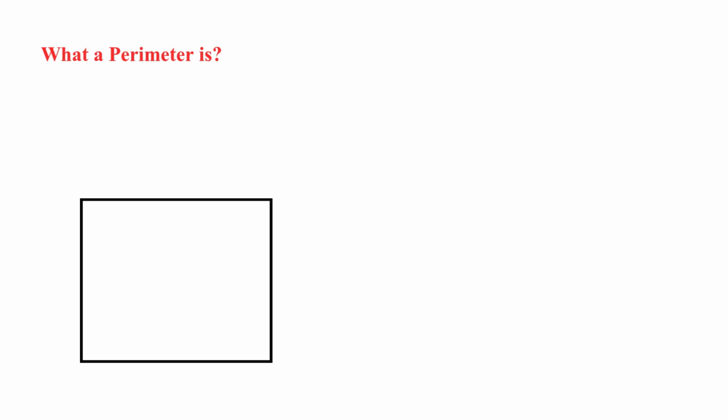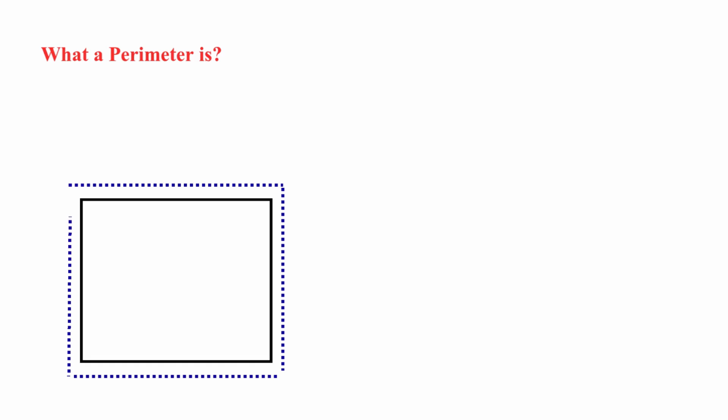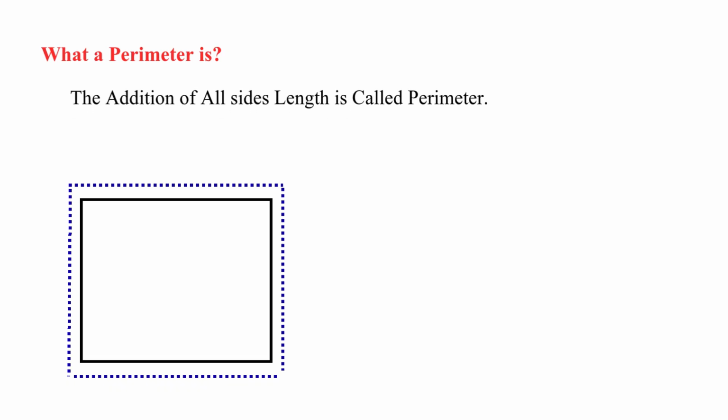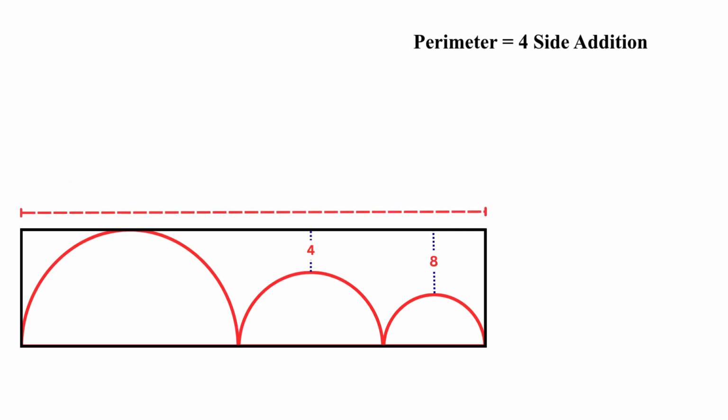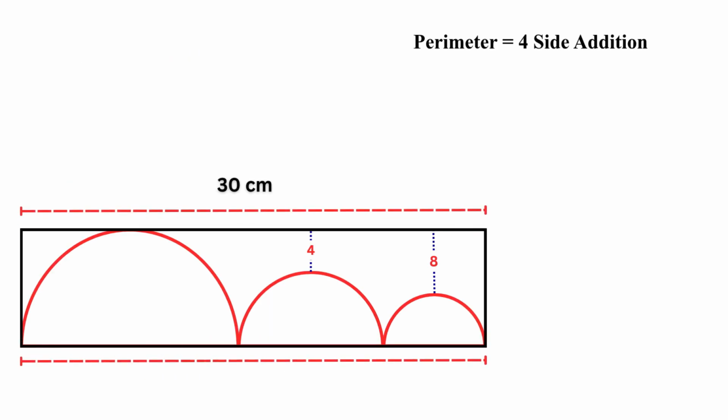We define perimeter as the total distance around the outside boundary of a two-dimensional shape. Or, in simple words, the addition of all sides' lengths is called the perimeter. To find the perimeter, we need to add all four sides of the rectangle. Since we know that this one side length is 30 centimeters, this side also equals 30 centimeters.